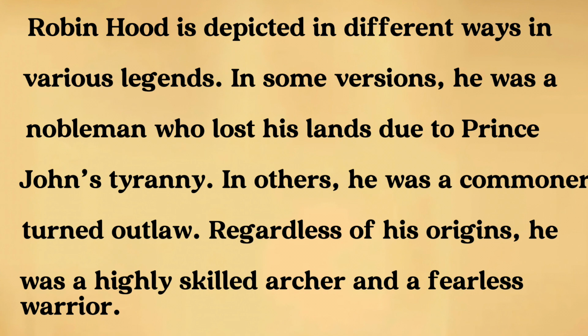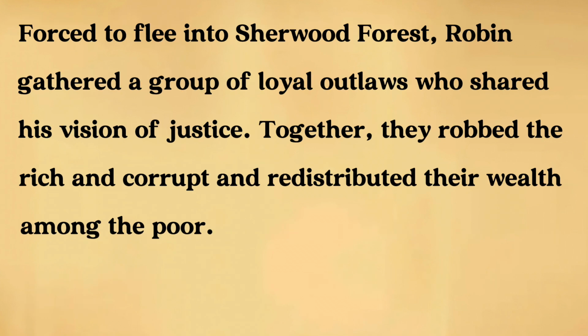Who is Robin Hood? Robin Hood is depicted in different ways in various legends. In some versions, he was a nobleman who lost his lands due to Prince John's tyranny. In others, he was a commoner turned outlaw. Regardless of his origins, he was a highly skilled archer and a fearless warrior. Forced to flee into Sherwood Forest, Robin gathered a group of loyal outlaws who shared his vision of justice. Together, they robbed the rich and corrupt and redistributed their wealth among the poor.